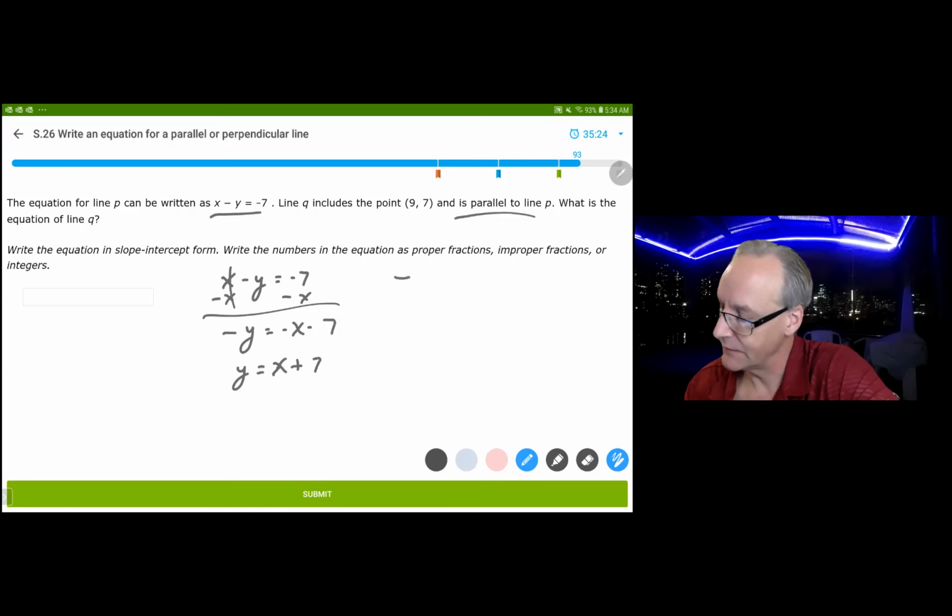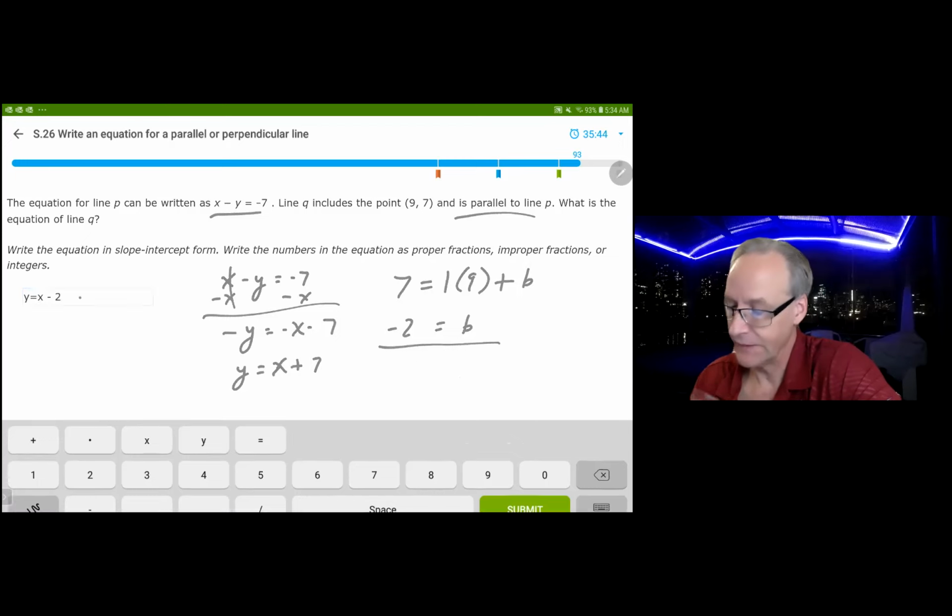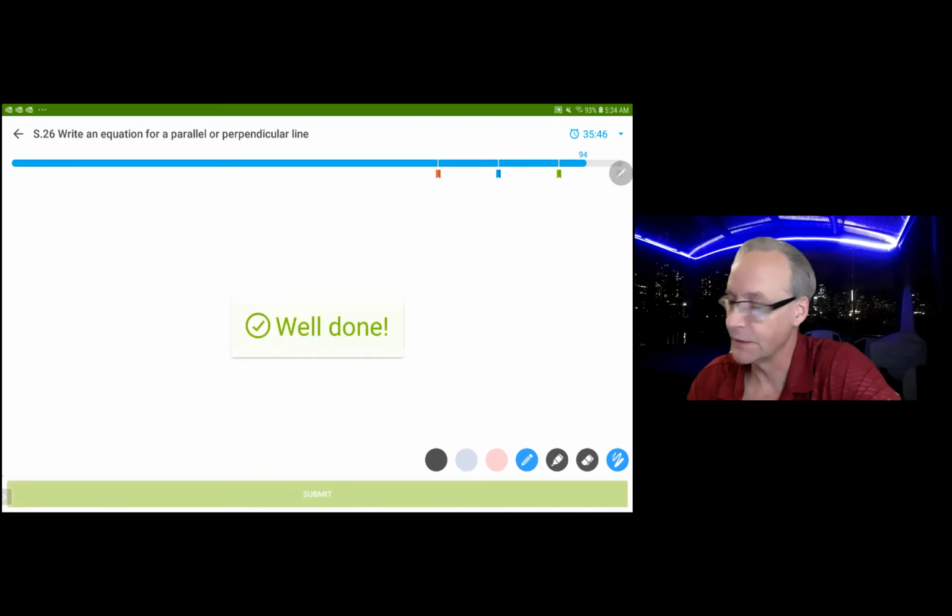So we have 7 is our y equals mx plus b. And of course, b is equal to -2. So we're almost done. M is 1 and b is -2. So y equals x minus 2. You don't have to put the 1 in front of the x. In fact, it may count it wrong. I don't think it would, but never know.